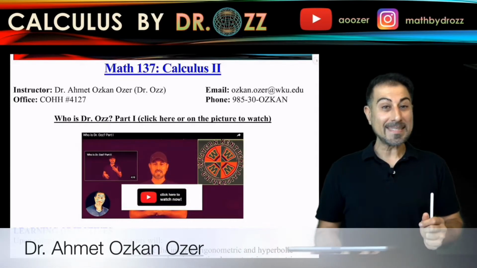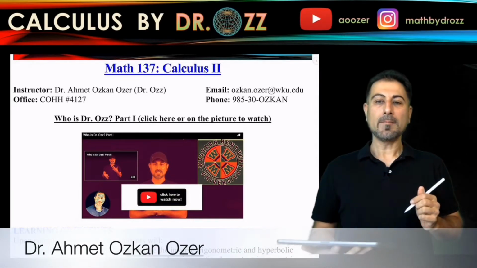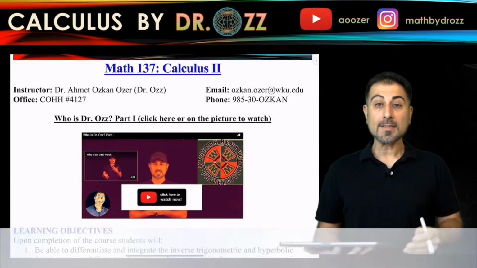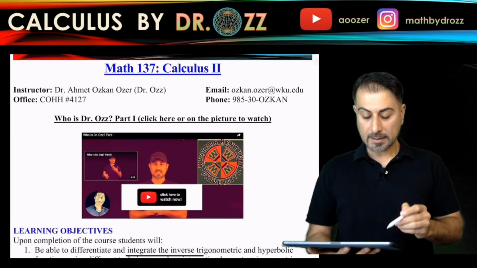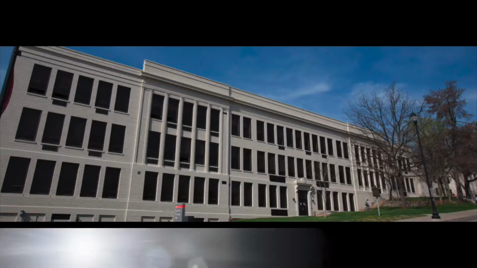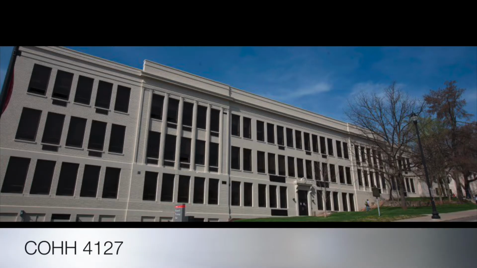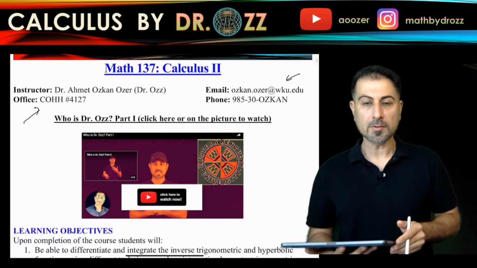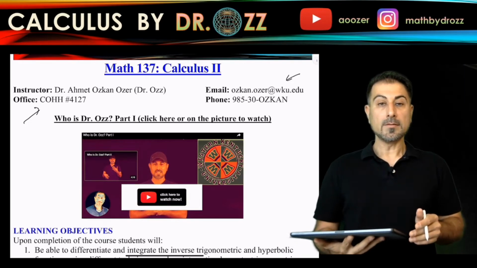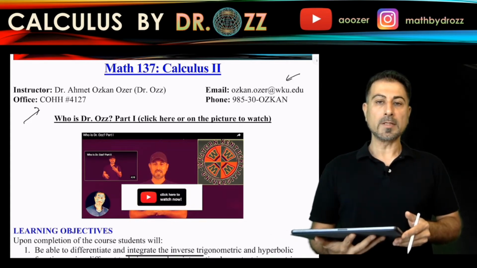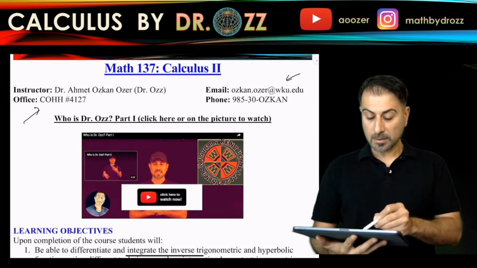All right, let me quickly start with my name. I am Dr. Ahmed Ozcan Ozer, and you can call me Dr. Oz in short, or just Oz. And you can see my email address being listed here. That's my WKU email address. And also my office is located at COHH 4127. So if you ask for a face-to-face meeting, please email me first, and we will arrange some time that works for both of us to have a short meeting of like 15 minutes or 10 minutes, depending on what we're going to discuss about. And also my phone number is listed here.